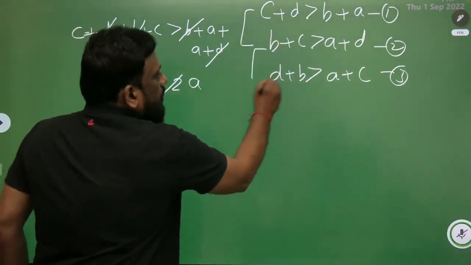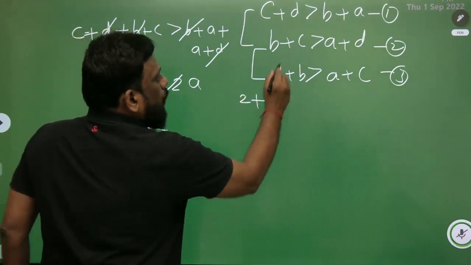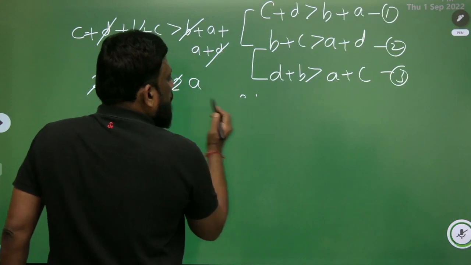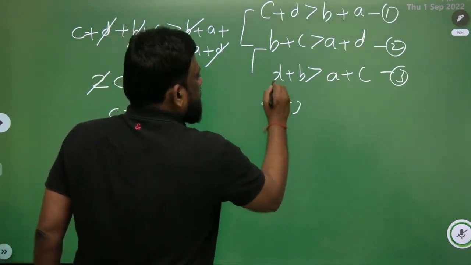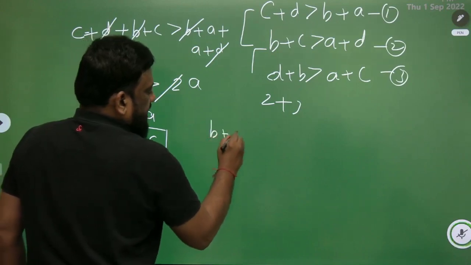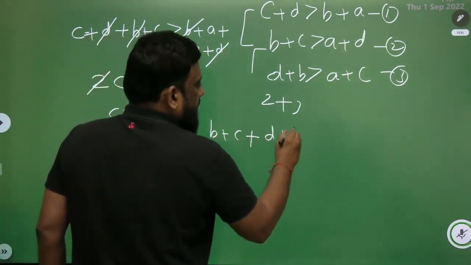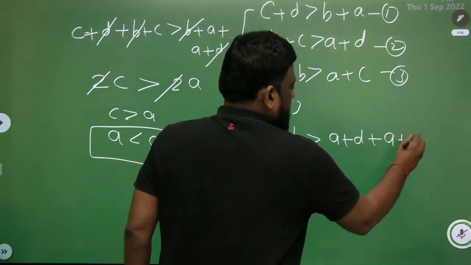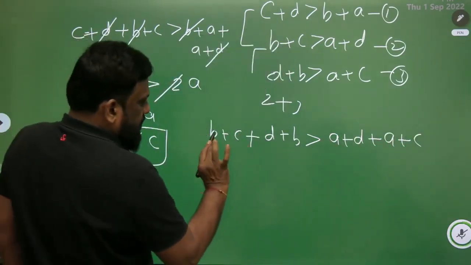Now let us add 2 and 3. If I add 2 and 3, B plus C is greater than A. You add these two, 2 and 3. So you get B plus C plus D plus B is greater than A plus D plus A plus C. Now, observe clearly.